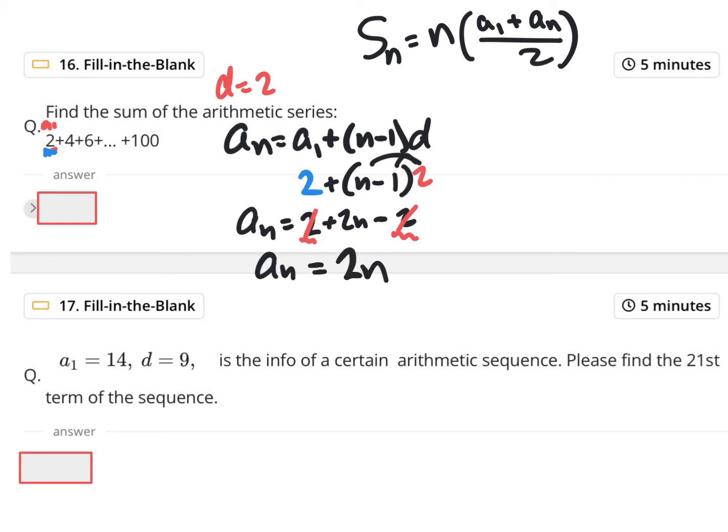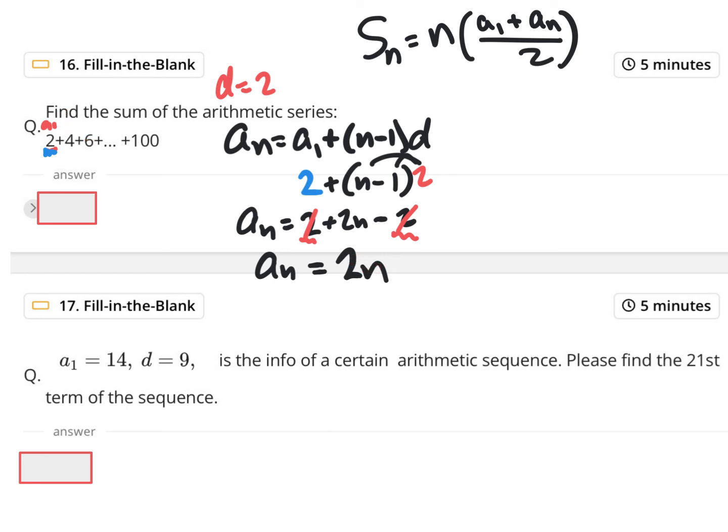Okay, so if I want the first number on my list, all I have to do is think a sub 1, that's the first number on the list, plug in a 1, 2 times 1 is 2. If I wanted the third number, a sub 3, plug in 3, 2 times 3, that gives me 6.